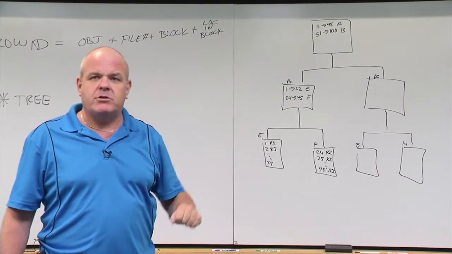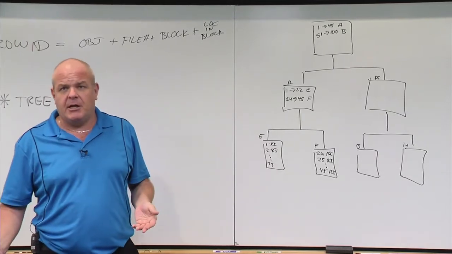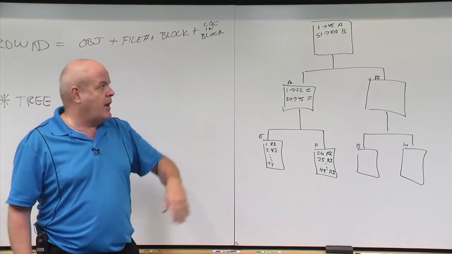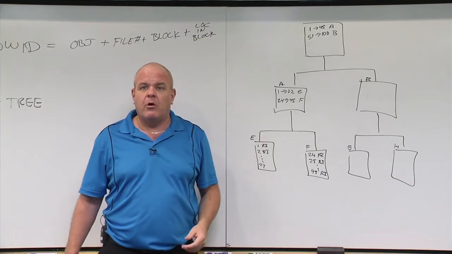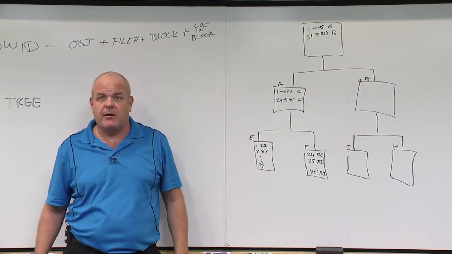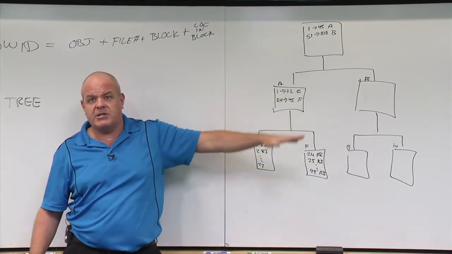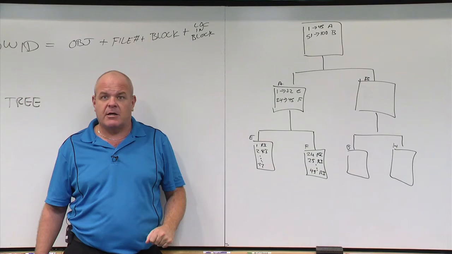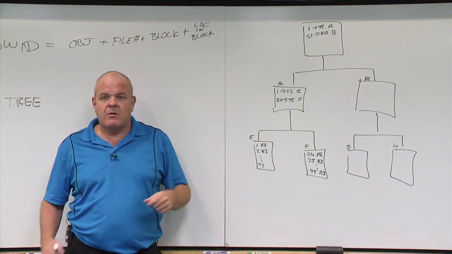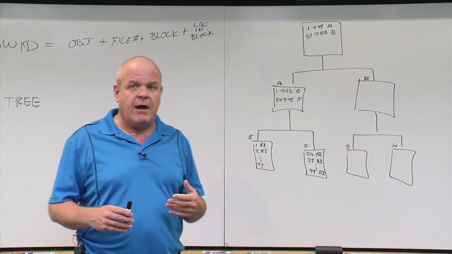Now, how many levels we have and how many branches we have is dependent upon how much data is out there. We can actually have the root node be a leaf node if we have a very small amount of data. But if our key values are larger, we're going to start breaking down branches into bigger levels like this. So that's the structure in which we have it.